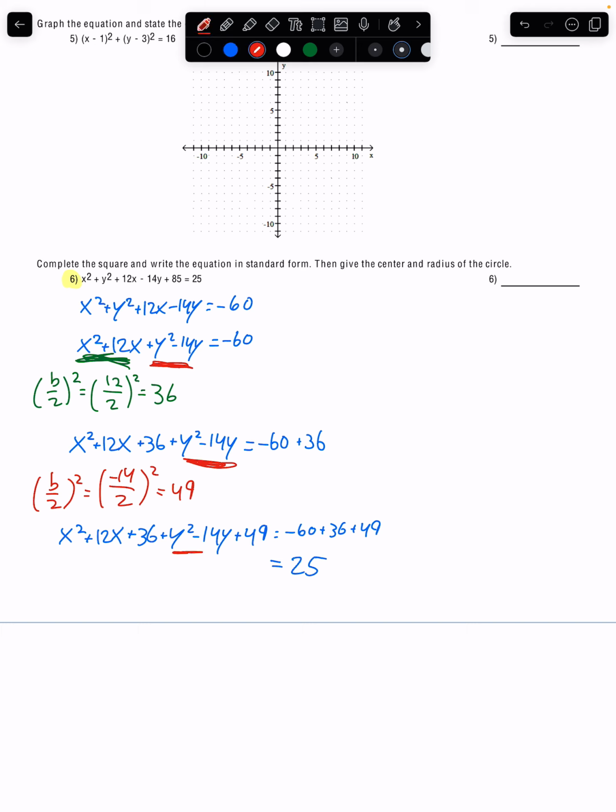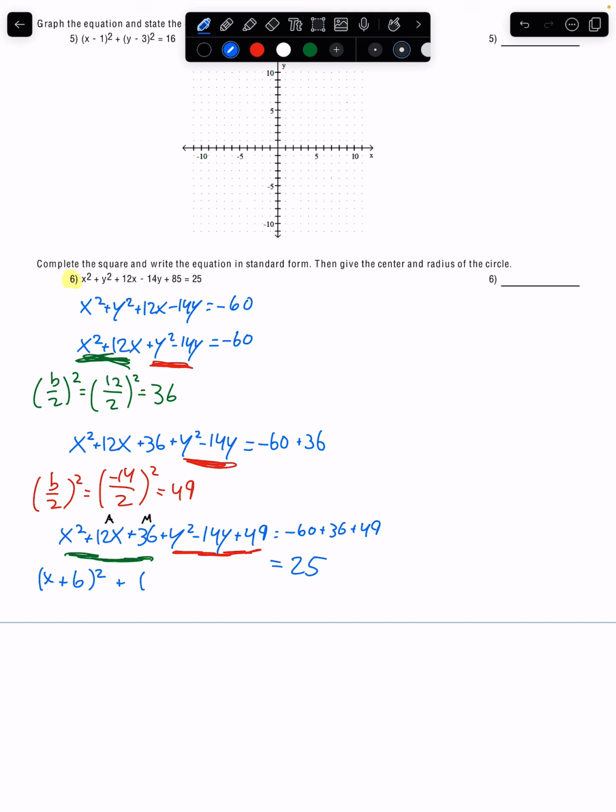And then we want to look at all the y values plus the constant we added, and all the x values plus the constant we added. And we want to ask, what two numbers multiply to 36 and add to 12? And that's going to be 6. So we're left with x plus 6 squared.